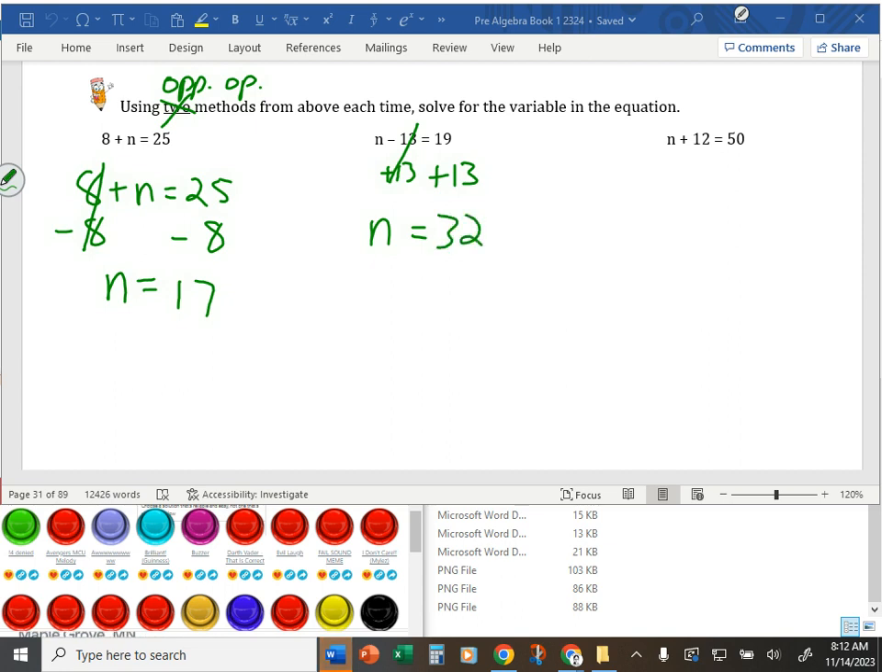Okay? And if you plug that 32 back in, here's the beauty of this too. If you plug 32 back in for n, you can verify it works. Does 32 minus 13 equal 19? Yes, it does. Do the last one on your own, showing the work, show the steps. What's the play here? n plus 12 equals 50.